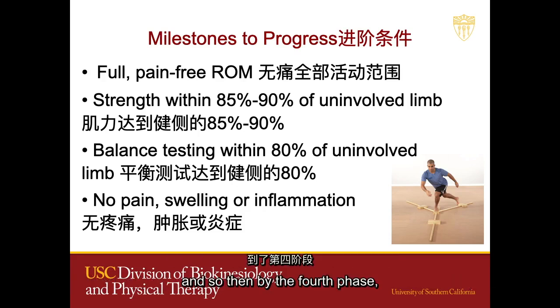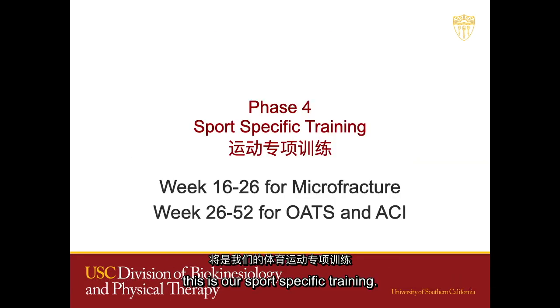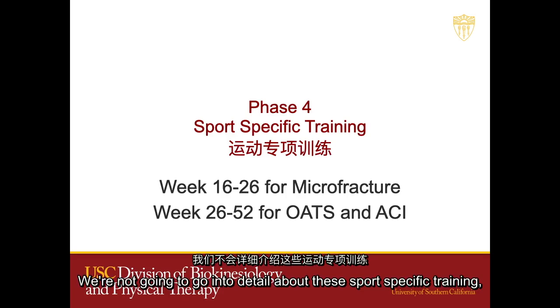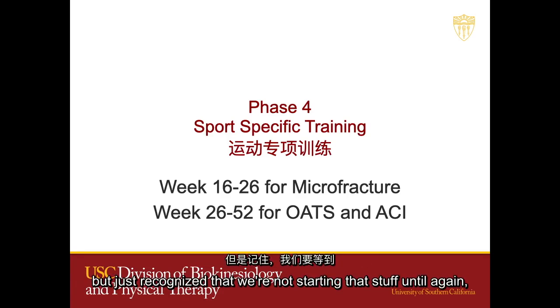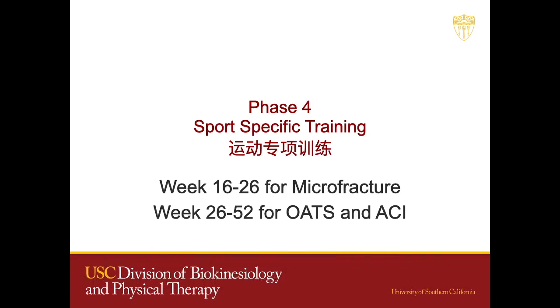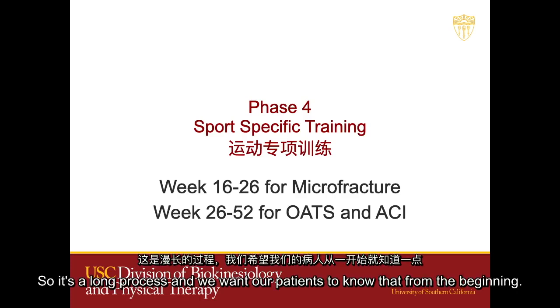And so then by the fourth phase, this is our sport-specific training. So we're returning to the probably more high-impact activities. We're not going to go into detail about these sport-specific training, but just recognize that we're not starting that stuff until, again, the 4th month for microfracture, and this basically 6 months later, up to a year later for our OATS and ACI. So it's a long process, and we want our patients to know that from the beginning.